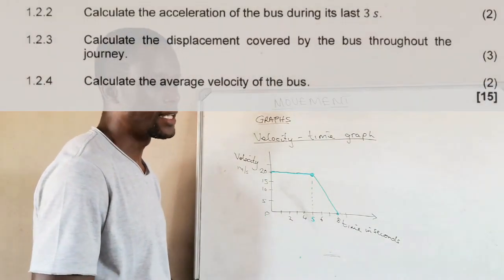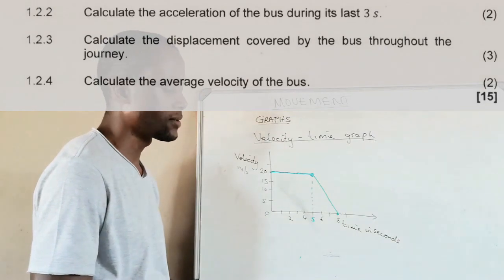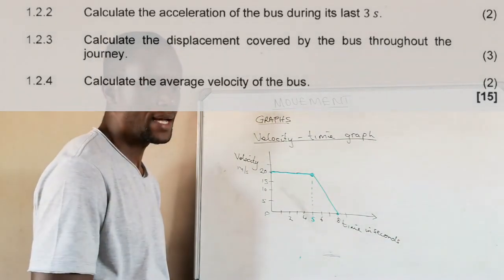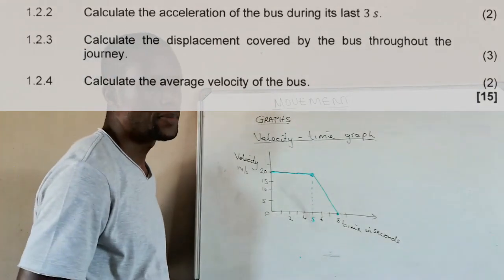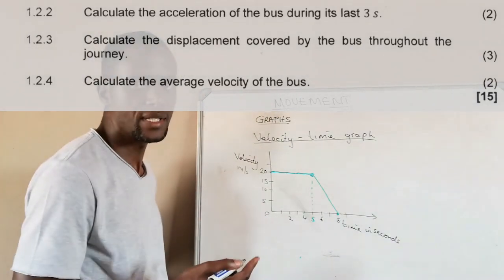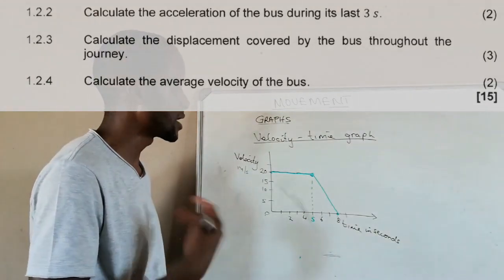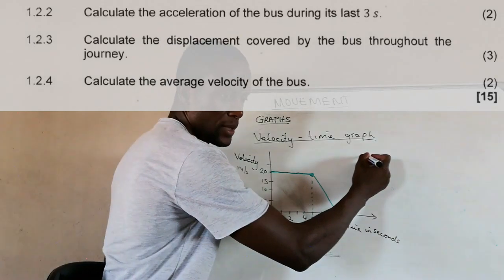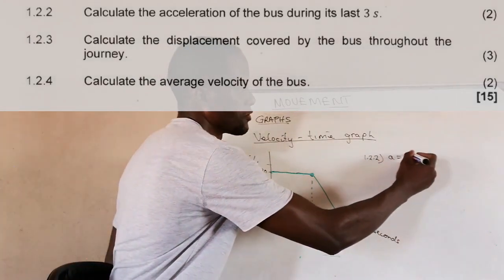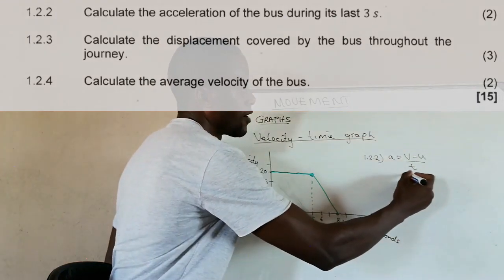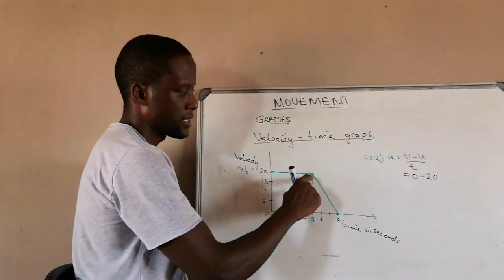And then the next question, if we have drawn that, will be calculate the acceleration of the bus during its last 3 seconds. Now, from the statement, we know that the bus was not accelerating, but it was decelerating. It was reducing its velocity until it comes to rest. So, acceleration, we are now answering 1.2.2. Our acceleration is equal to v minus u over t. Our final velocity was 0, our initial velocity was 20, because that's where we're starting from.